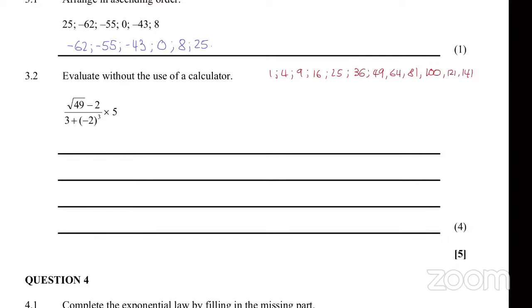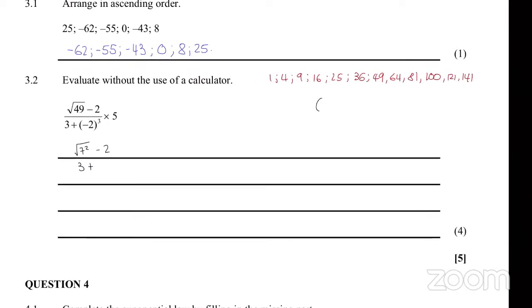So root 49 is actually basically root 7 squared, minus 2 over 3 plus. Now, negative 2 cubed, okay? You need to keep in mind that when you square a negative, you're always going to get a positive.